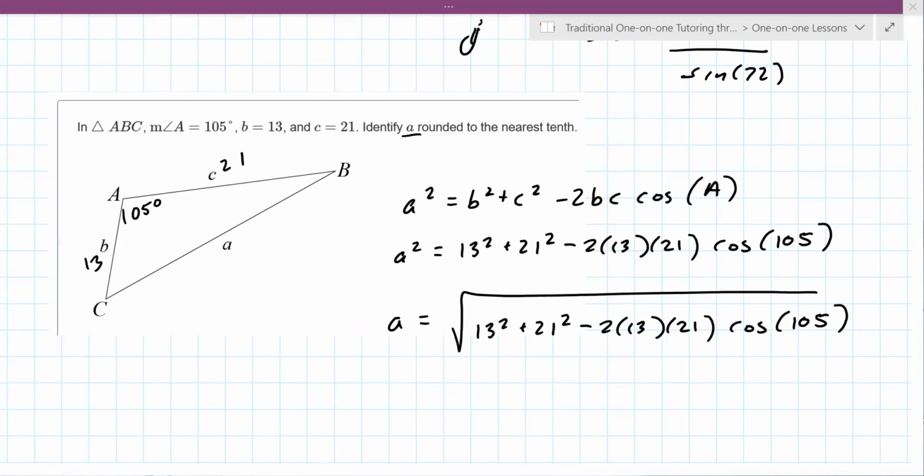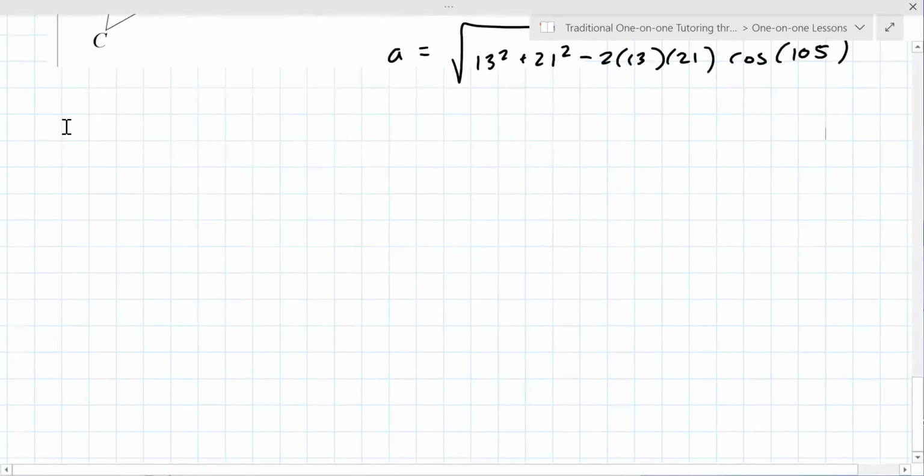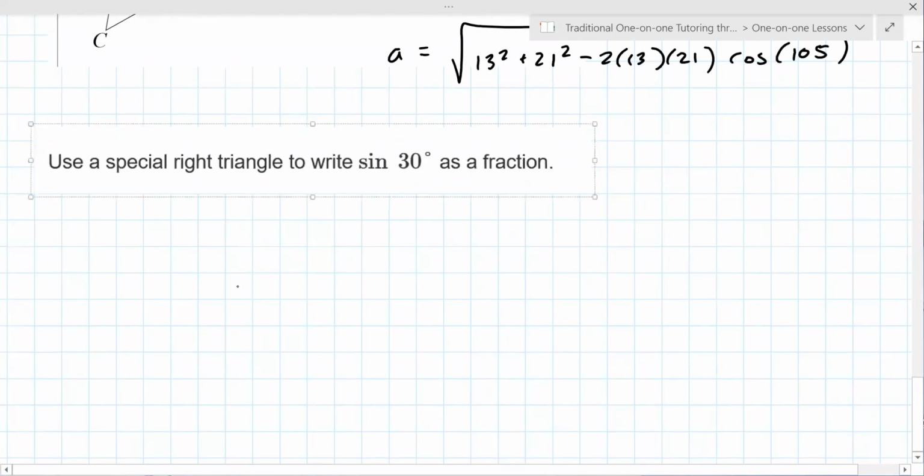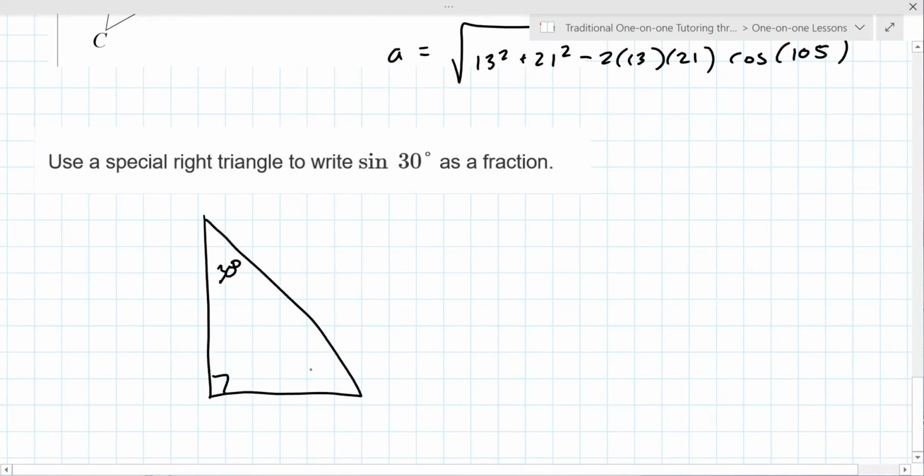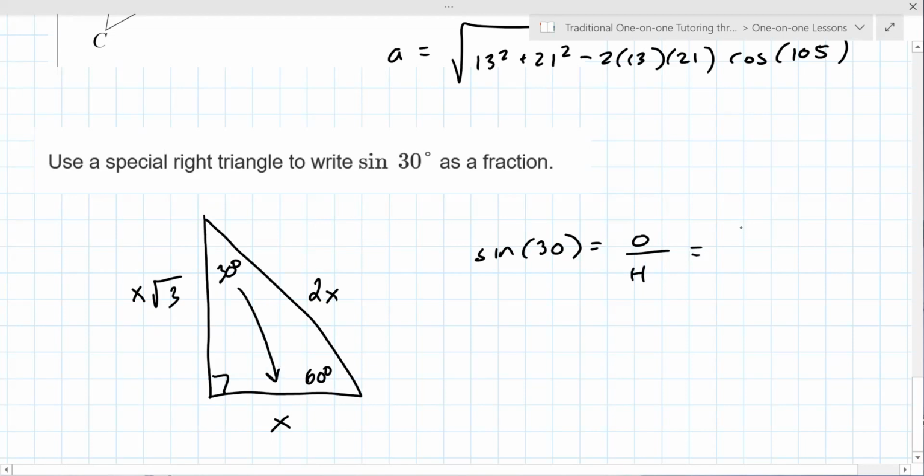Perfect. All right, so the next problem is looking at what is called a 30-60-90 triangle. So here's your 30-60-90 triangle. There's 30 degrees, there's 60 degrees. So that's x, that's 2x, that's x root 3. Sine 30 is opposite over hypotenuse, right? So what is x over 2x? That's 1/2. Perfect.